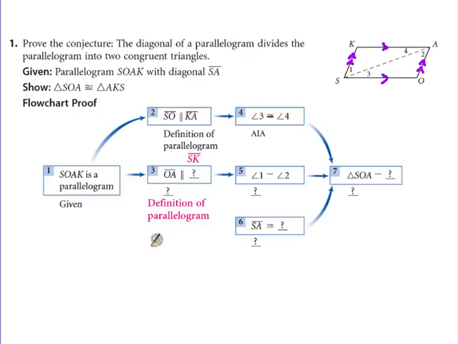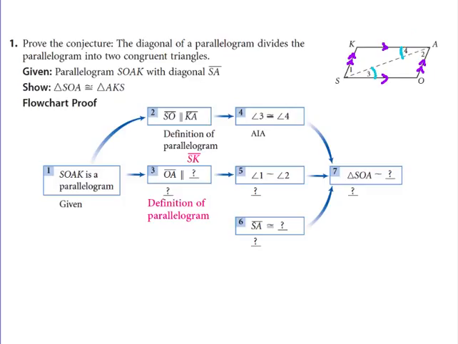Definition of a parallelogram. Okay, so let's look at the next step in our flow chart. Three things. What do you know I'm trying to do? Prove a triangle is congruent. First of all, they tell us that angles 3 and 4 are the same. We know that because of the alternate interior angle conjecture.